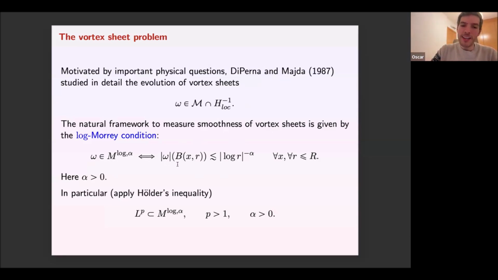Okay, but nowadays I think that the language of Morrey spaces has become very popular. Note that all Lebesgue spaces with p larger than 1 are continuously embedded into this Morrey space. This is a simple consequence of the Hölder inequality. So working with these spaces, we can cover all Lebesgue spaces L^p, if p is strictly larger than 1. This is not true if p is equal to 1.